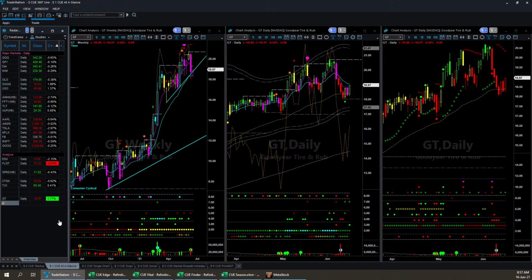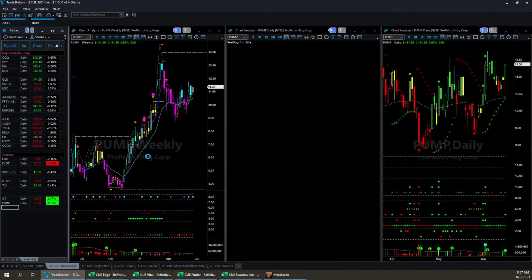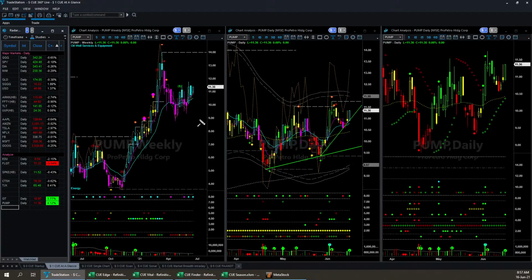Next one was PUMP, an energy sector stock. Bullish backdrop coming out of a squeeze in weekly, excellent trendline support in daily, bullish flow, high volume. Alternate signals: Bongo green, biggest up move in 5 days, MOBO breakout.